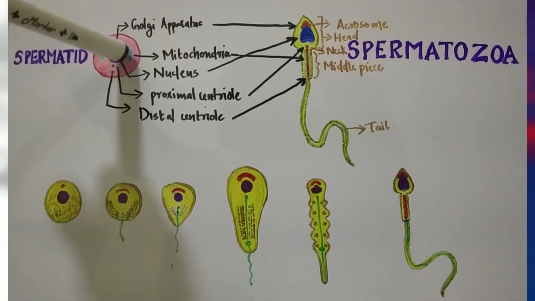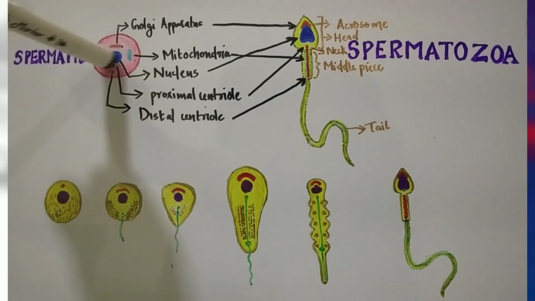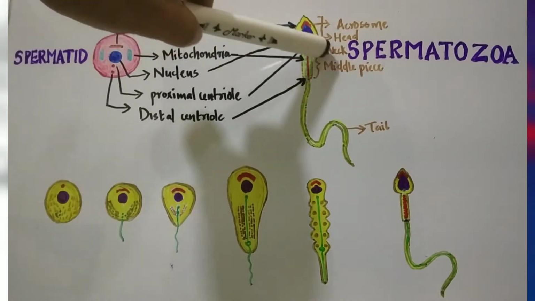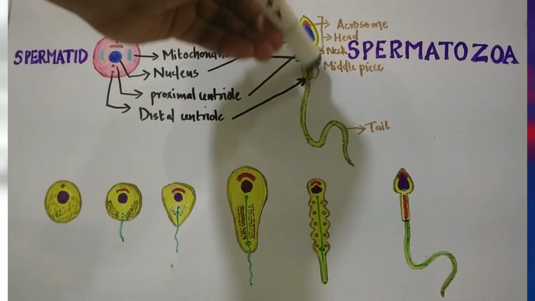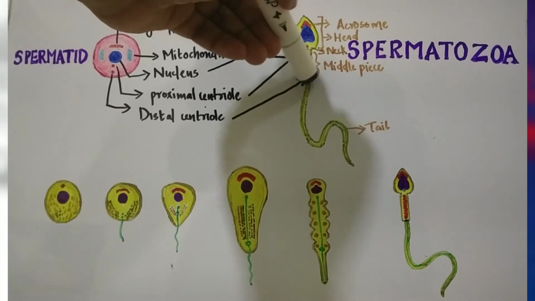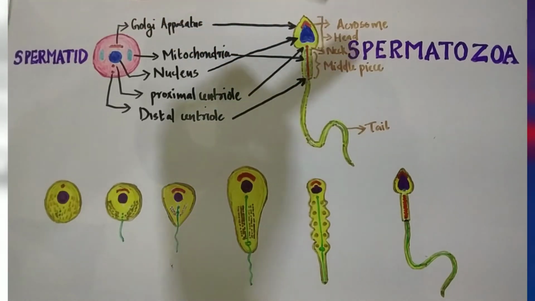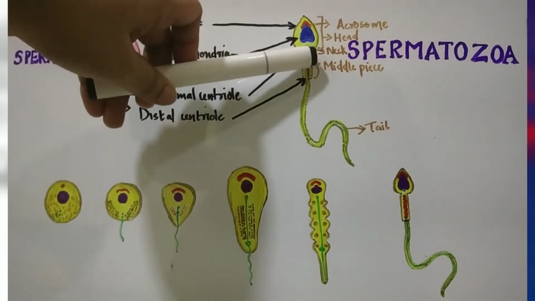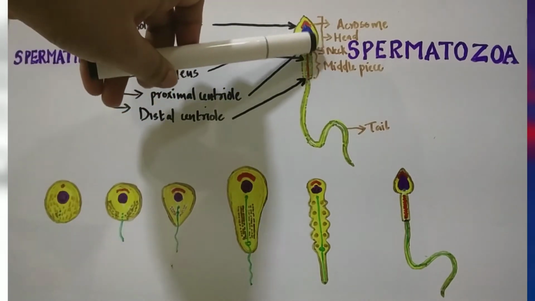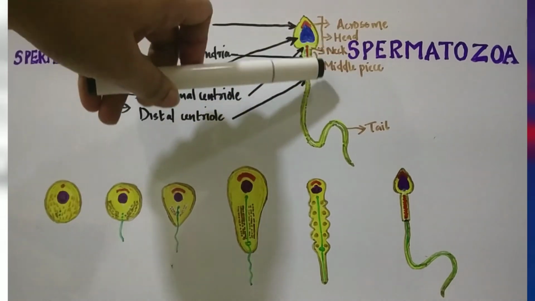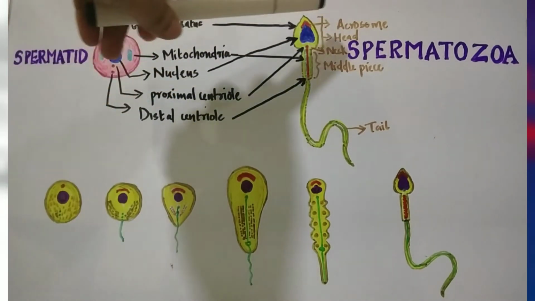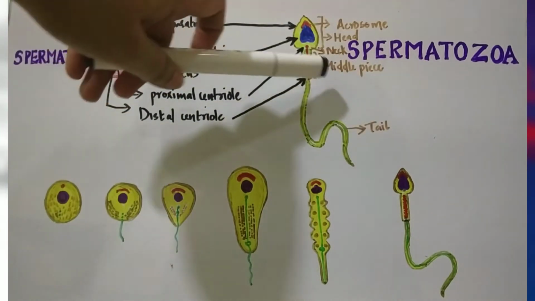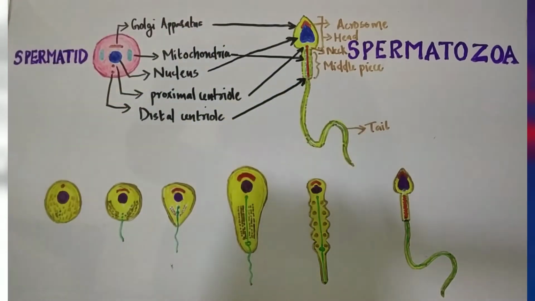These two are the mitochondria, and they come and form a spiral sheath. So this is a spiral sheath. It forms a spiral sheath around the middle piece, and we have already learned that the axial filament appears to come out of the proximal centriole. So this axial filament will be covered by the spiral sheath of mitochondria. The axial filament along with the spiral sheath of mitochondria forms the middle piece.